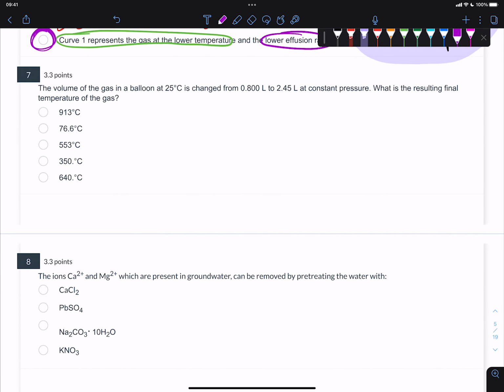The volume of the gas in a balloon is at 25 degrees Celsius, and the volume changes from 0.800 liters up to 2.45 liters. As you're reading these problems, make note of the variables that you come across. What is the resulting final temperature? So you're looking for the final temperature. This means you're looking for T2. What was given is T1.